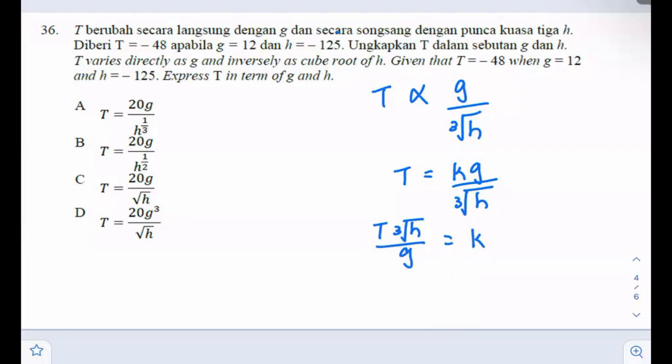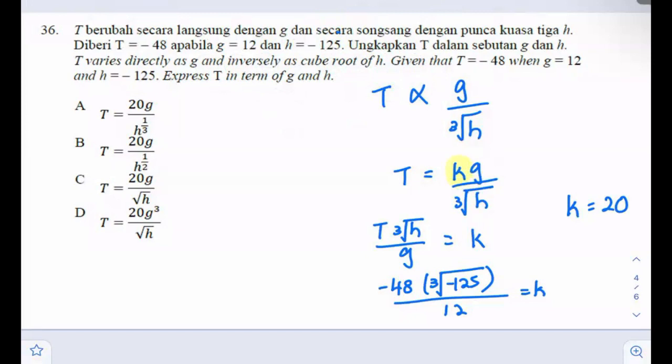So now we need to put in all the given numbers. T equals negative 48, g equals 12, and h equals negative 125. So negative 48 multiplied with the cube root of negative 125 divided by 12 equals k. And it will be 20.